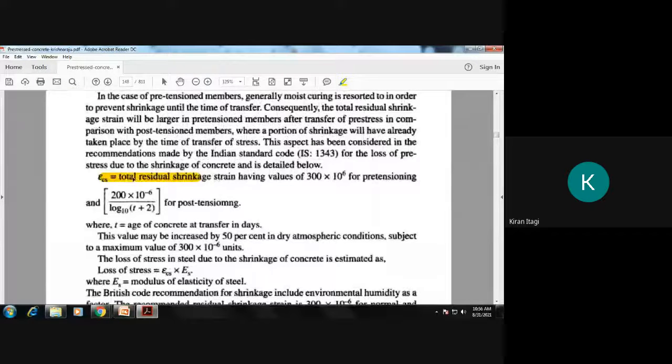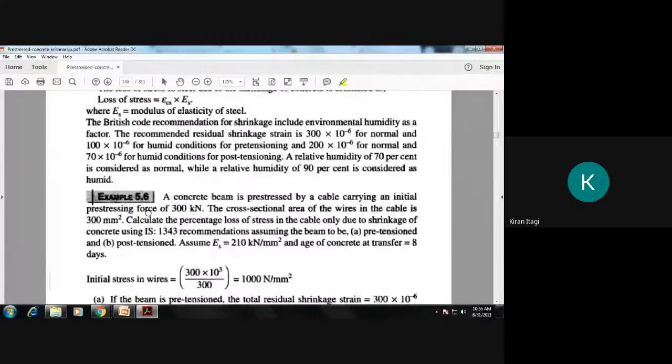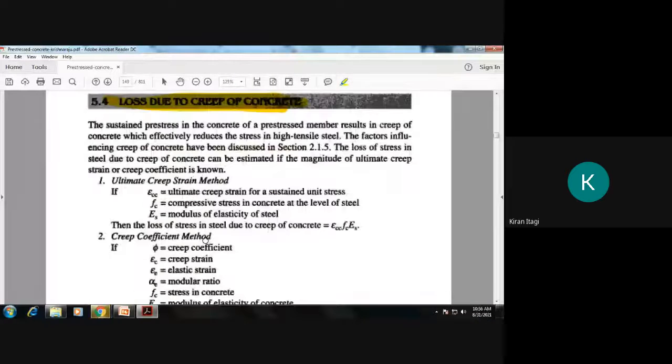Okay, so if your concrete is pre-tensioned then use this formula, and if it is post-tensioned then use this formula. Okay, great.